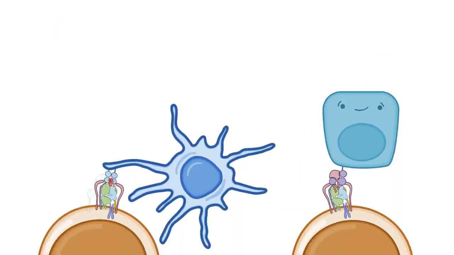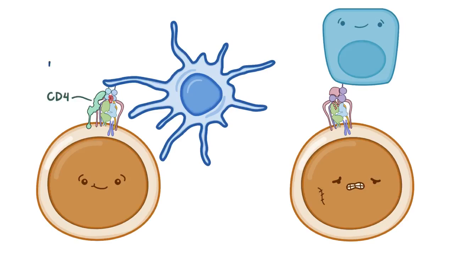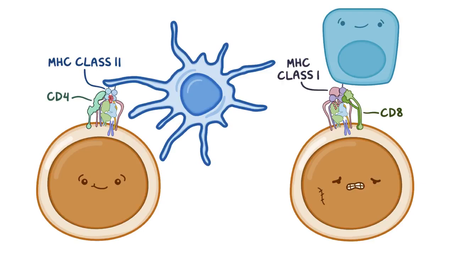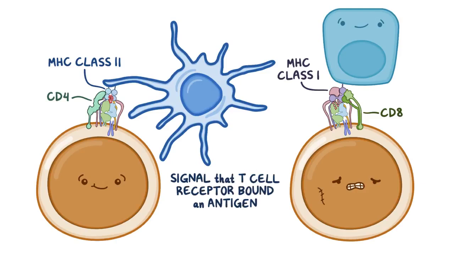Now, in addition to the T cell receptor, CD4 binds to the MHC class II molecule, and CD8 binds to the MHC class I molecule, and that helps secure the interaction between the T cell receptor and the MHC molecule. Second, the cytoplasmic portion of the alpha and beta chains of the T cell receptor are pretty short. As a result, the signal that the T cell receptor has successfully bound an antigen gets sent down other portions of the CD3 complex as well as the CD4 or CD8 molecules.